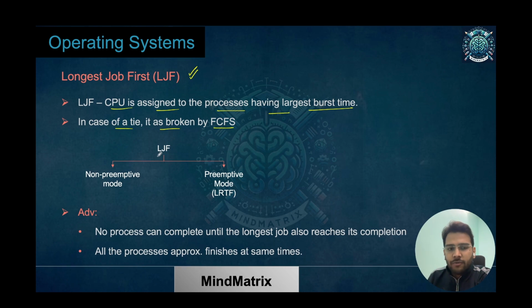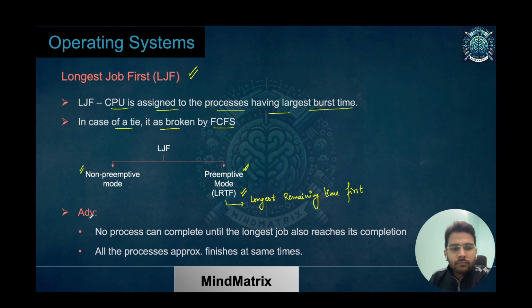Now in case of longest job first, again we have two modes, non-preemptive mode and preemptive mode. In case of non-preemptive mode, it is simply LJF, that is longest job first. In case of preemptive mode, it becomes LRTF, longest remaining time first. As in the previous lecture, we have seen SRTF, shortest remaining time first. So it is similar to that. In SRTF, we schedule the processes having the smallest burst time. Here we are going to schedule the processes having largest burst time, but it is going to be preemptive in nature as compared to LJF.